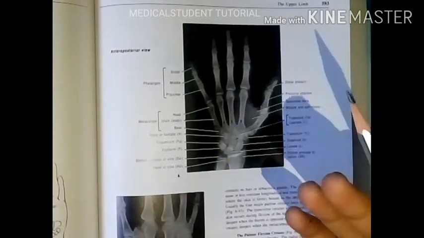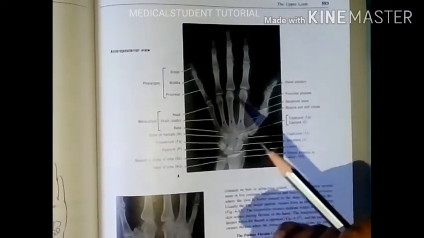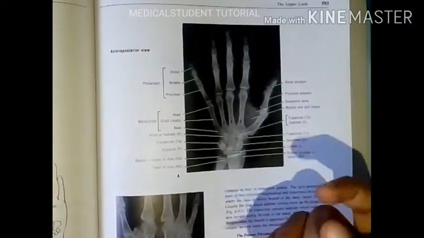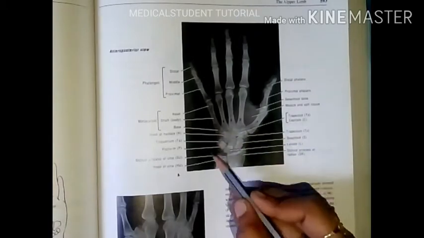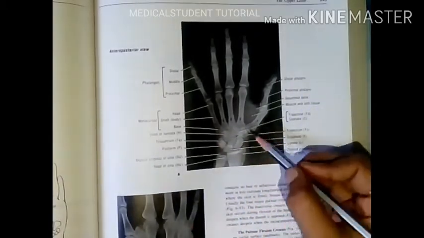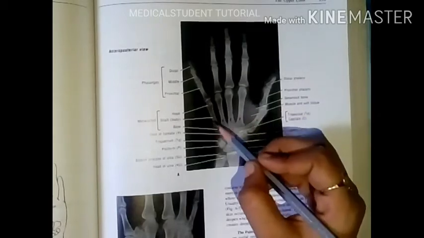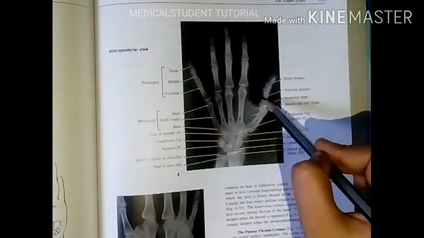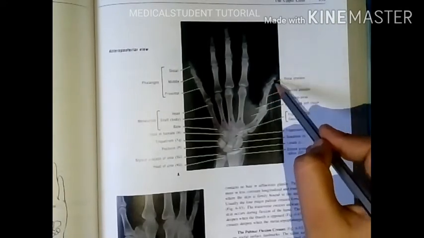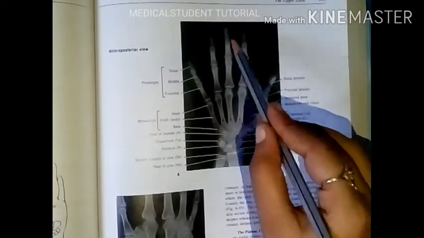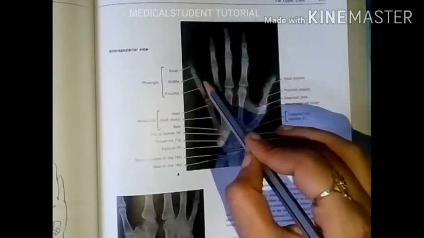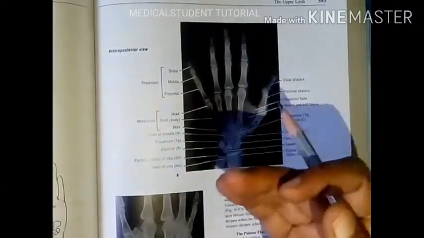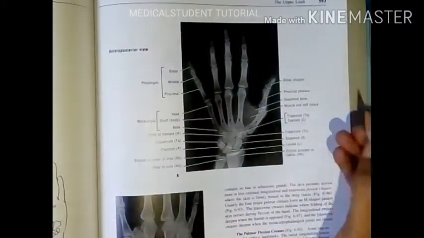This is the anterior posterior view of the dorsum of the hand. It has the carpal bones, 8 carpal bones, and the metacarpal bones, 5 metacarpal bones, and 14 phalanges.